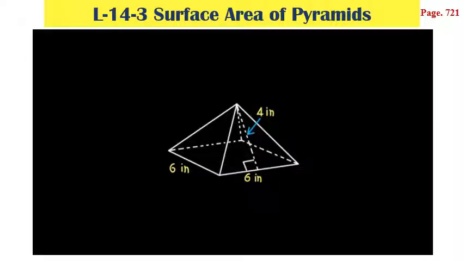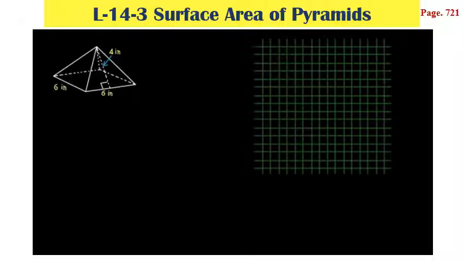We can find the surface area of a square pyramid. Start by using this grid to draw an accurate net of the pyramid. First, draw the base, a 6 by 6 square. Each side of the pyramid has a height of 4, and each side is a triangle. Now we're ready to calculate each area.